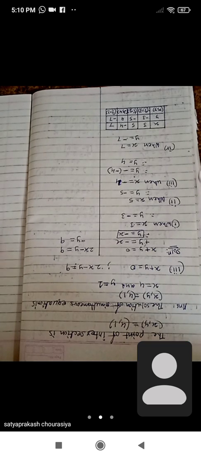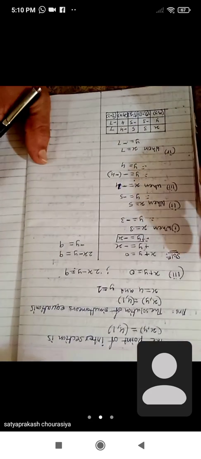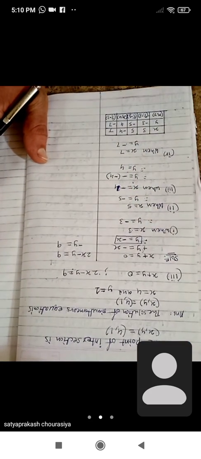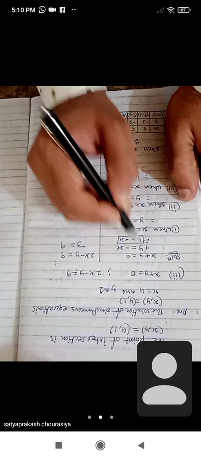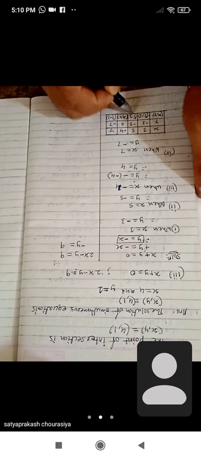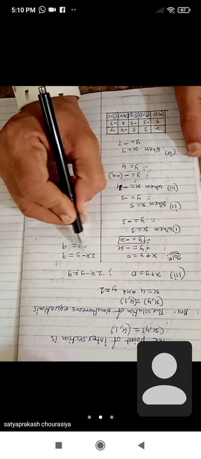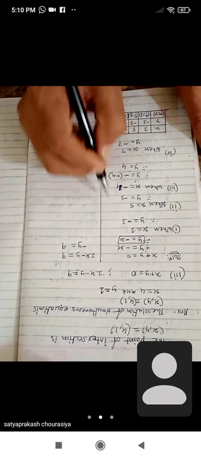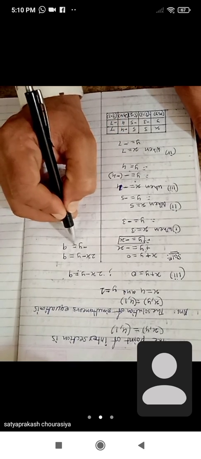Now let's see the solution of the lesson question number 3. In question number 3, we have found all the 4 points of the first equation. Now see the second equation of it: 2x minus y is equal to 9. Now I am arranging and writing it in the form of y.